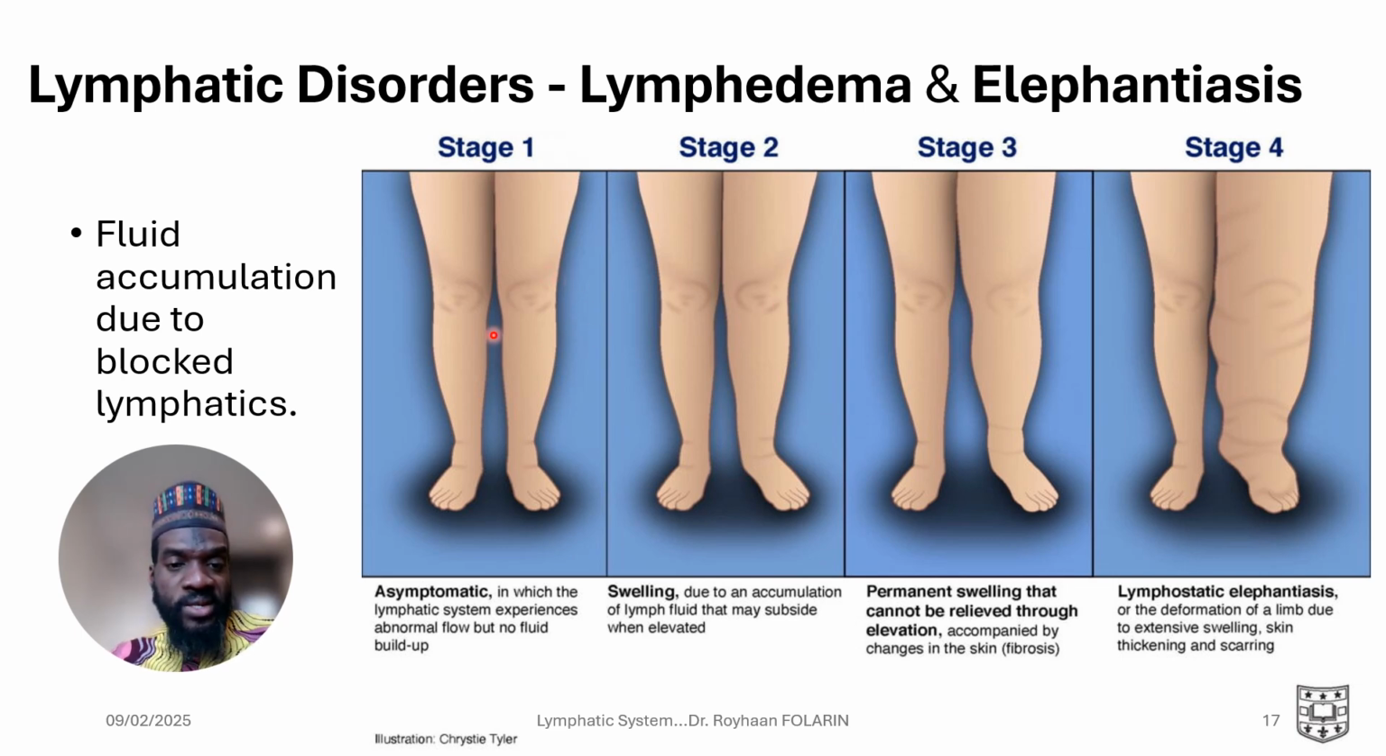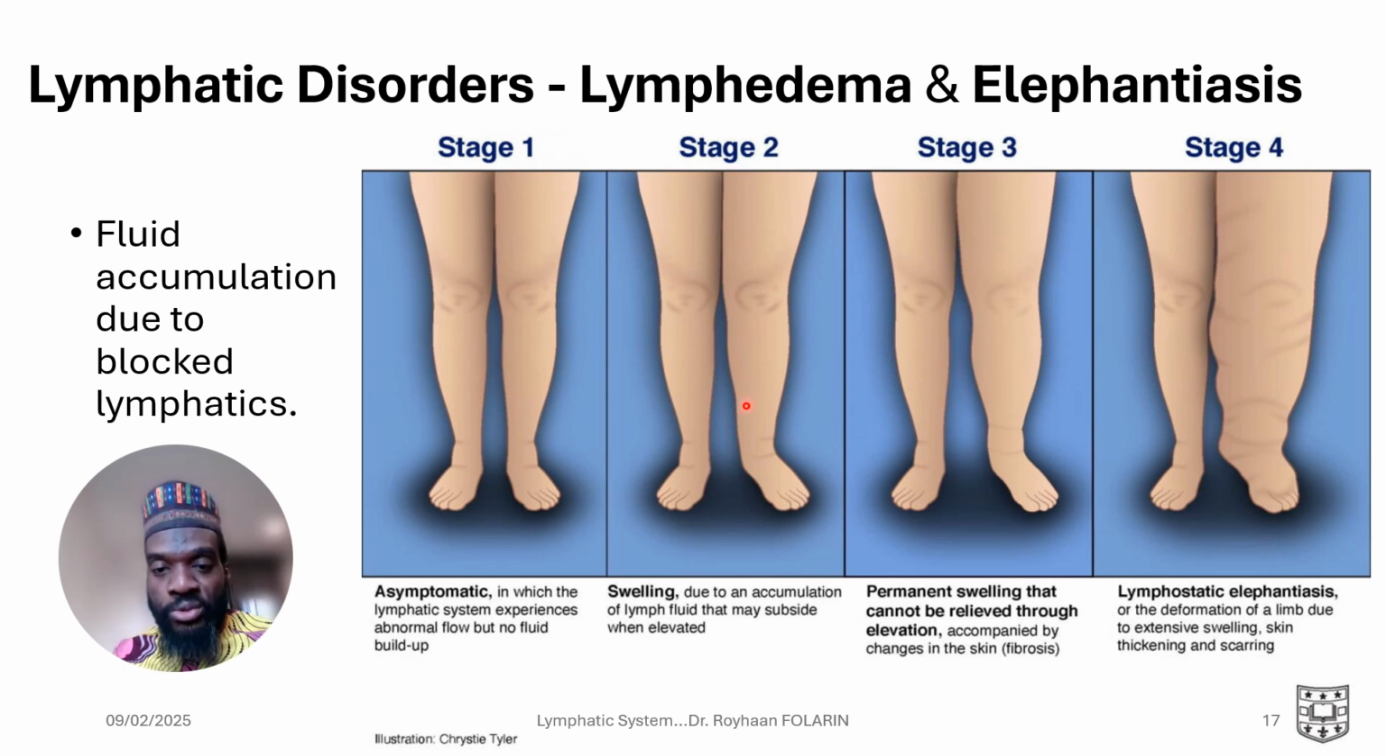So it occurs in stages. The first stage is the asymptomatic stage, right, where you have the lymphatic system experiencing abnormal flow, but it is yet to manifest in terms of fluid buildup. So it's asymptomatic, that is, it's not showing any symptom at stage 1 of lymphedema.